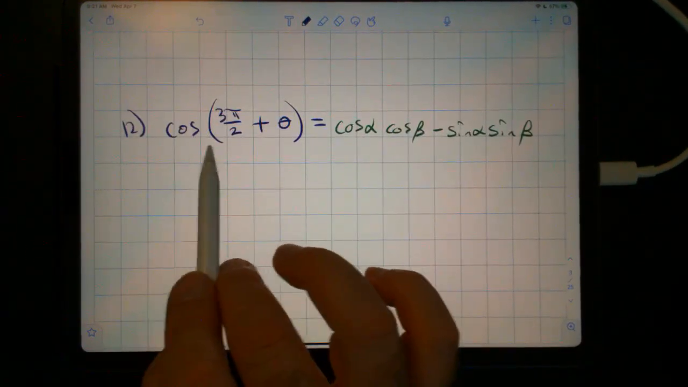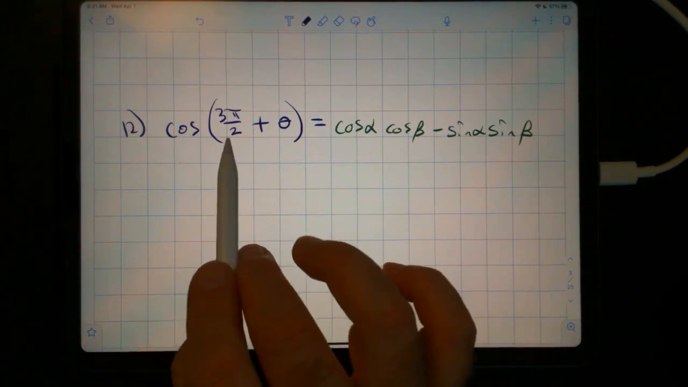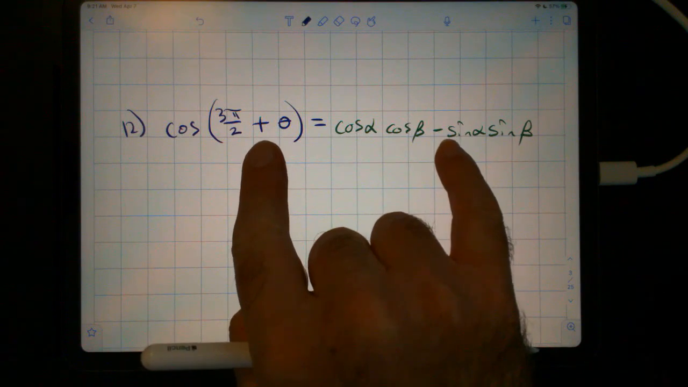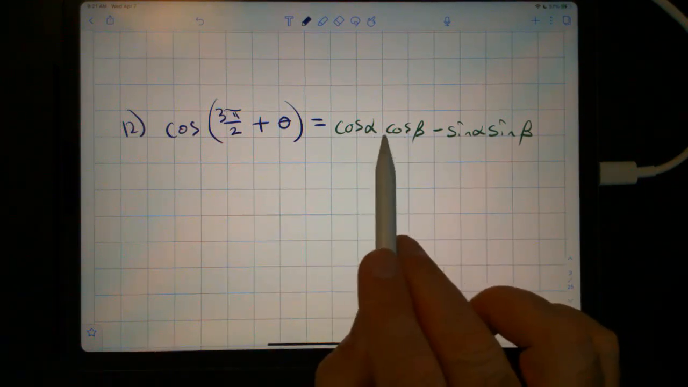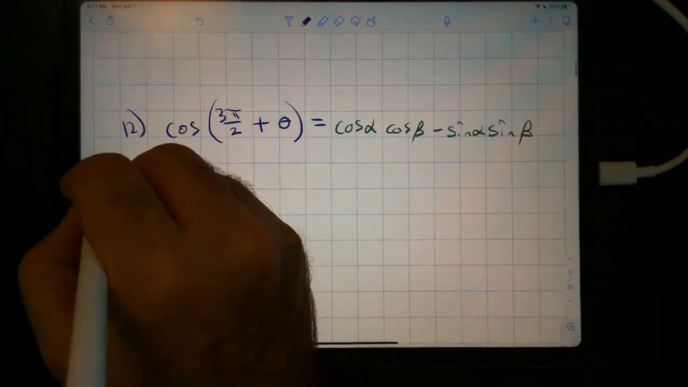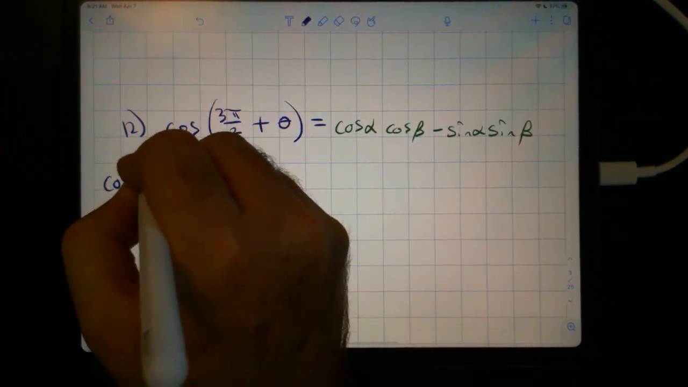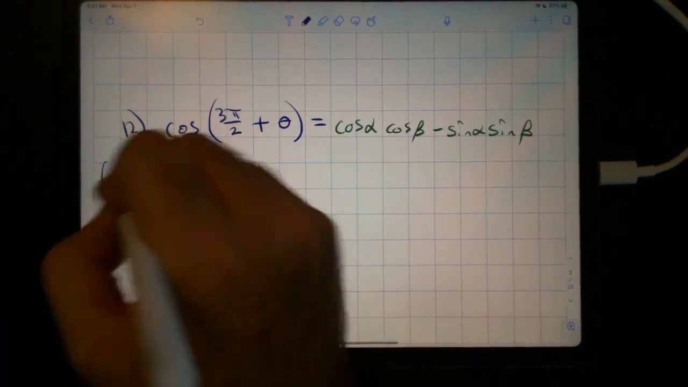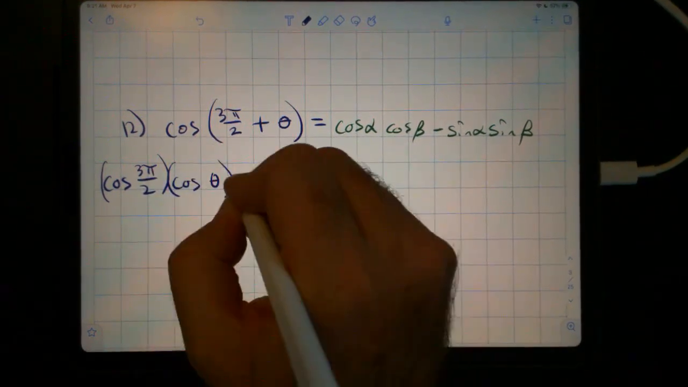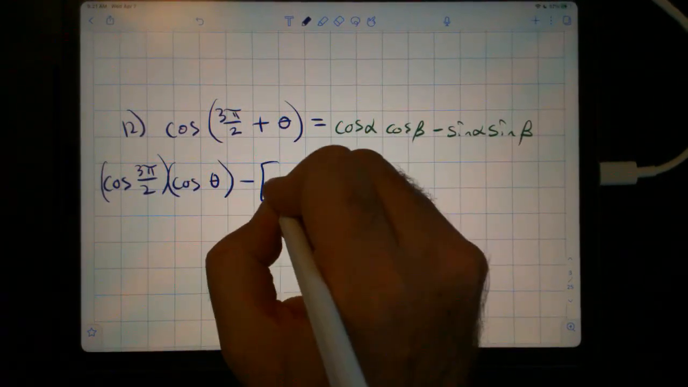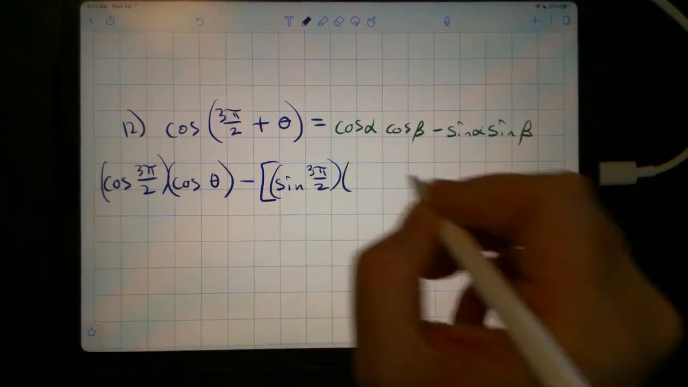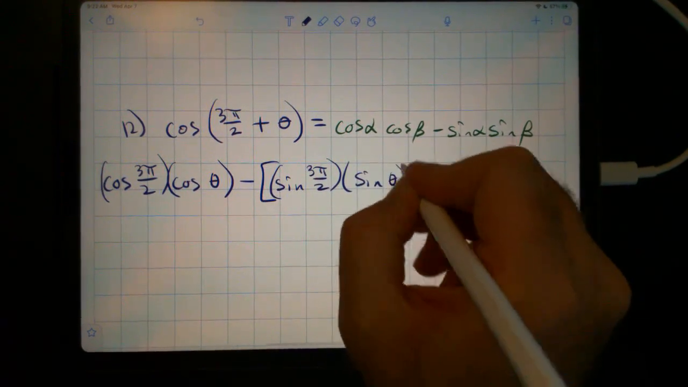So here we have the sum of cosines. So cosine of alpha plus beta. Remember, we alternate the algebraic signs for cosine. And it's cosine cosine minus sine sine. So we have cosine of the first angle times cosine of the second angle, and then minus all of sine of the first angle, sine of the second angle.